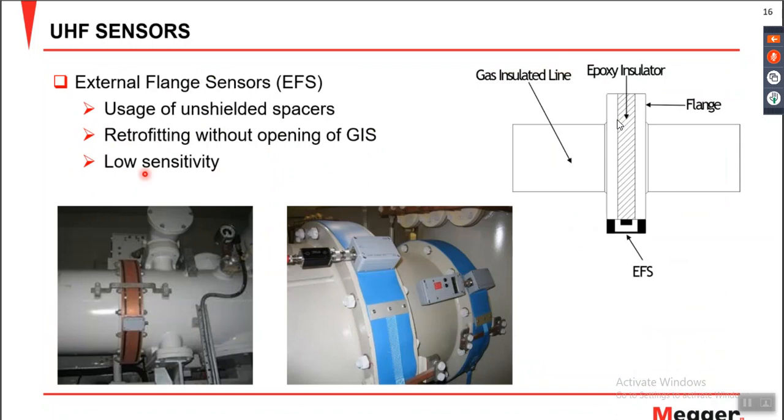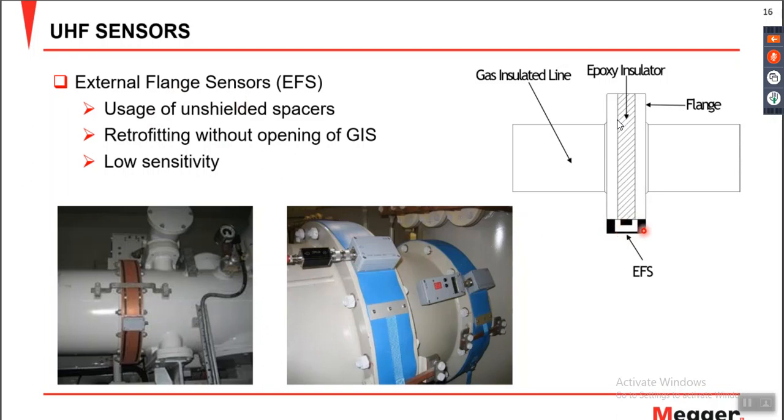And in another case, when you have a very vintage GIS where you do not have any provision for embedded UHF sensors, what you can do is go for external flange sensors. If your epoxy insulator has an opening portion of the epoxy part which is accessible on your insulator connection, you can use external flange sensors.